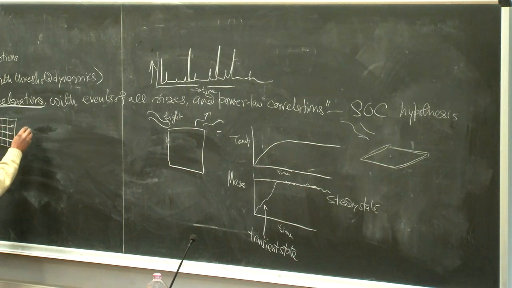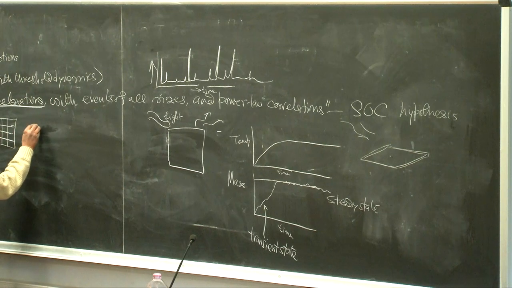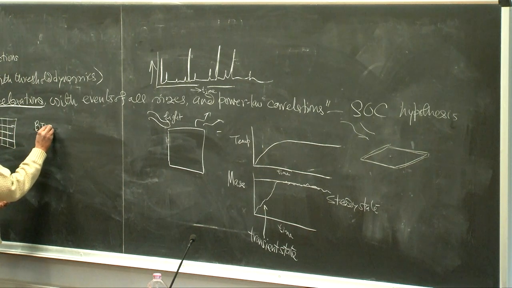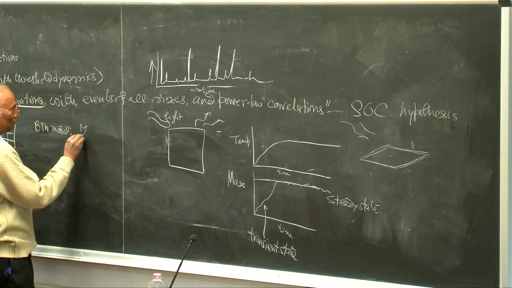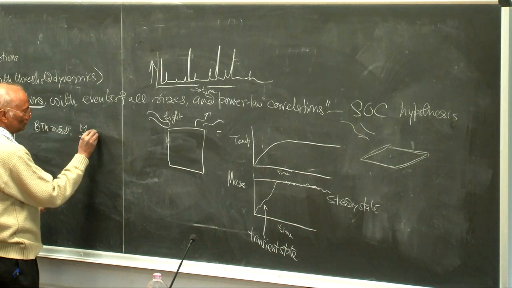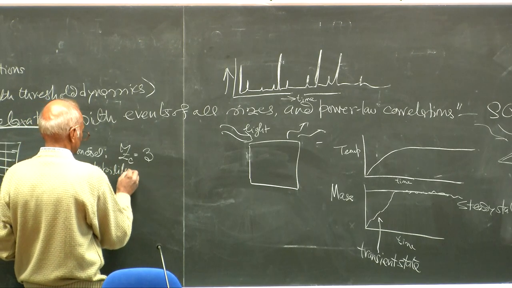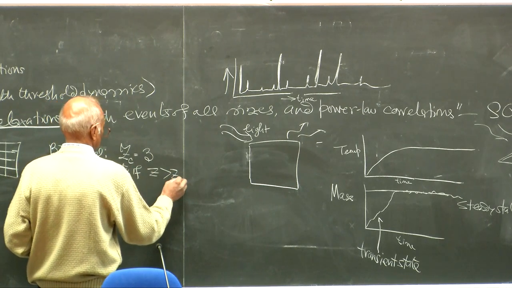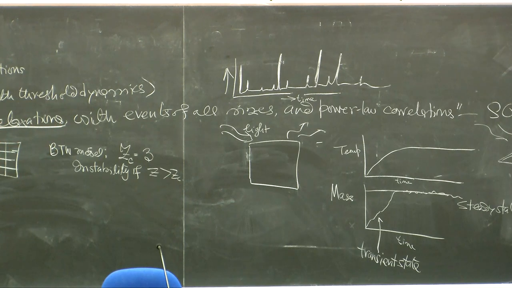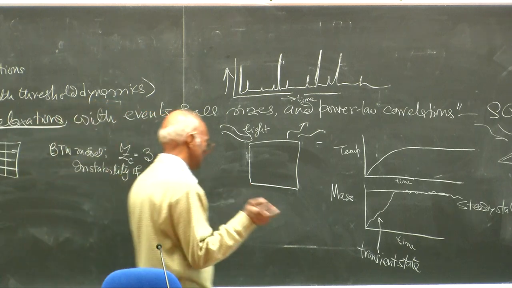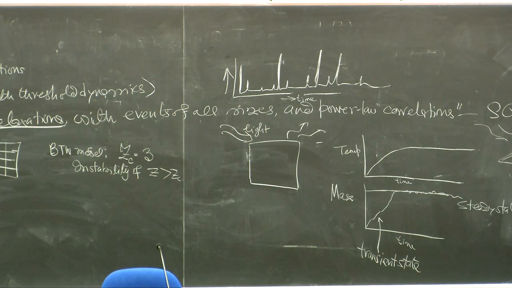Okay, so I was saying that you can take a different model. In the BTW model, Zc, which was the critical value of Z, was 3. And instability occurs if Z is bigger than Zc. But suppose I work with Zc equal to 5, then what happens? The answer is nothing changes, it is all the same. What happens is, after some time, the pile will get height, any site you observe will have some height. Once it becomes 5, then it decreases. Sorry, Zc is 5, so 5 is stable, 6 is unstable.